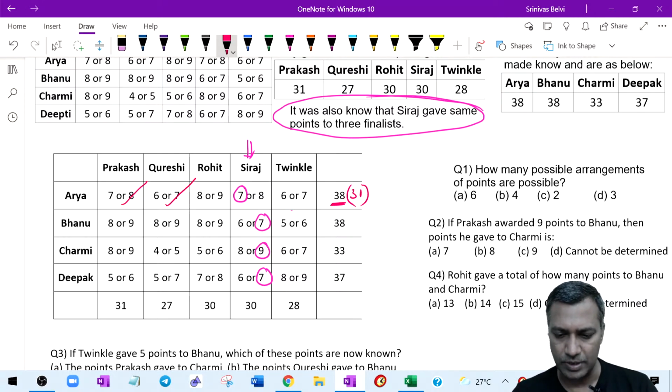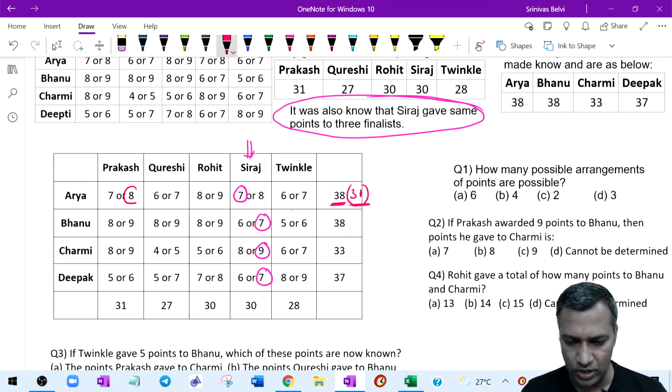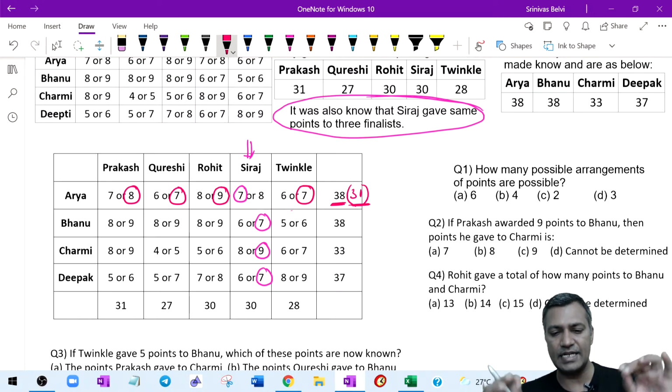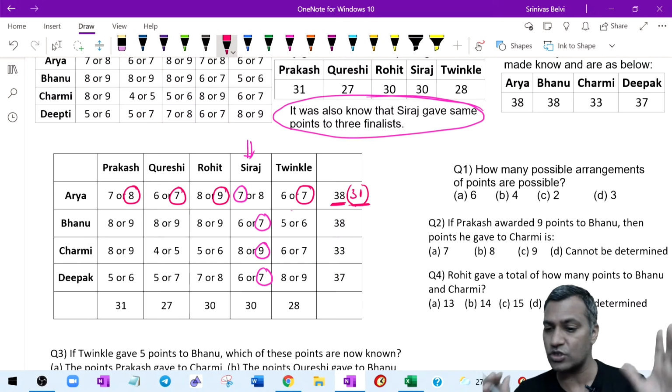Let's take a look here. 8 plus 7, 15. 15 plus 9, 24. 24 plus 7, 31. That is what I wanted, 31, because 7 is already there out of 38. So 31 I wanted. I freeze the numbers. Therefore, now I understood that Aryan got 8 marks from Prakash, 7 marks from Qureshi, 9 points from Rohit, and 7 points from Twinkle. We know what kind of scores Aryan got.